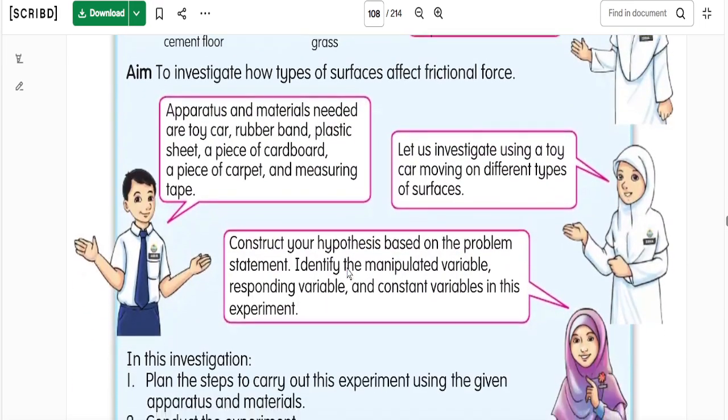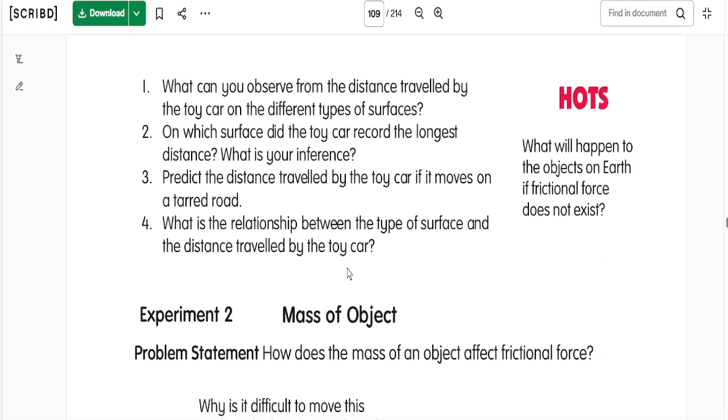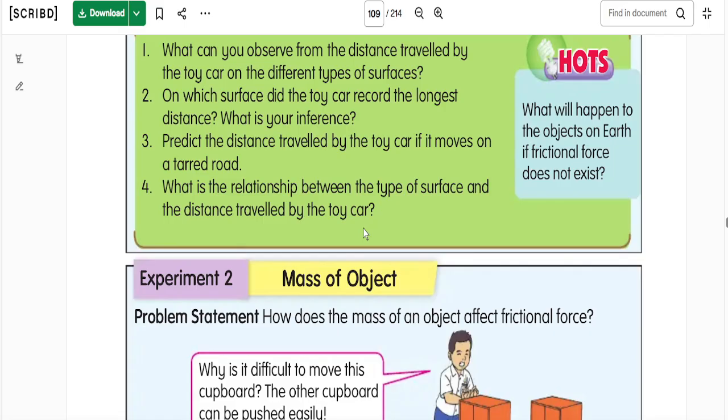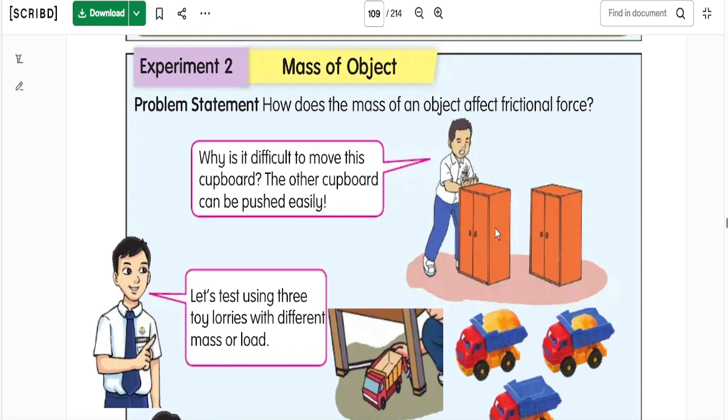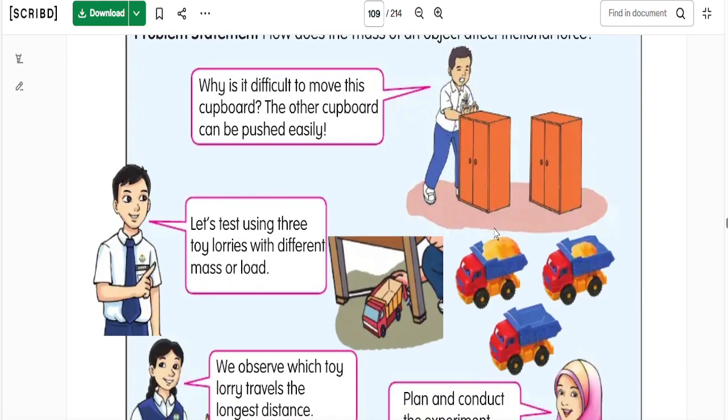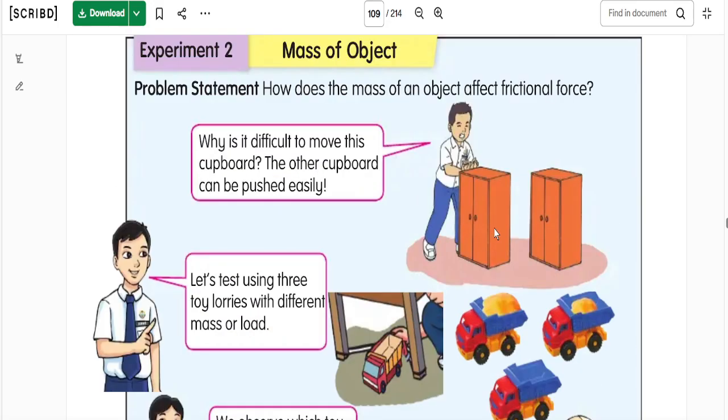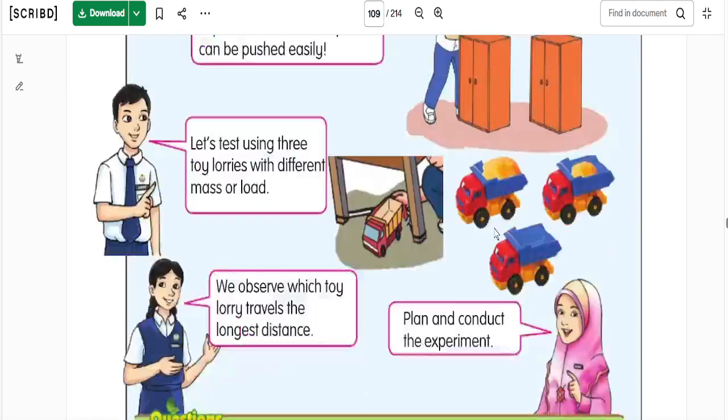So now let's see how the mass affects frictional force. If there are two cupboards, one is smaller, the other one is bigger and has more mass, which one would be easier to push? Obviously the smaller one, because the smaller the mass, the smaller the friction, and it is easier to push. If the mass is greater, the friction is greater, which opposes the movement of the object, right? So that's how the mass affects frictional force.